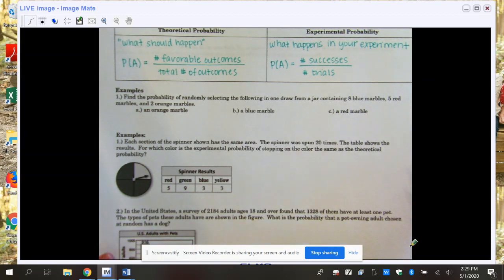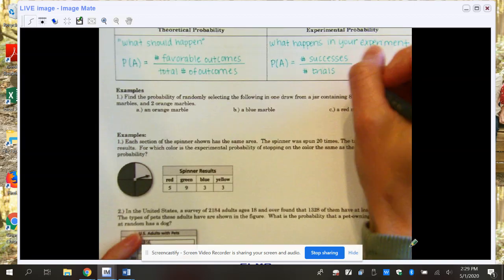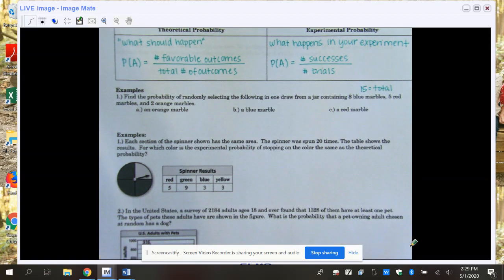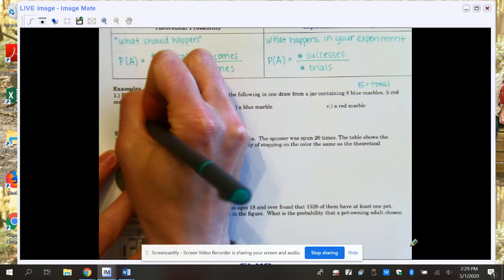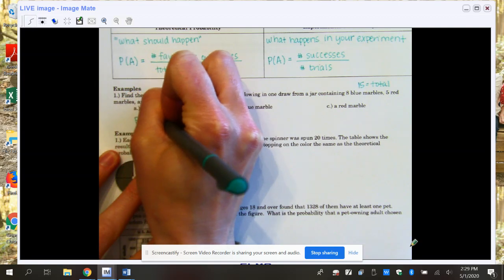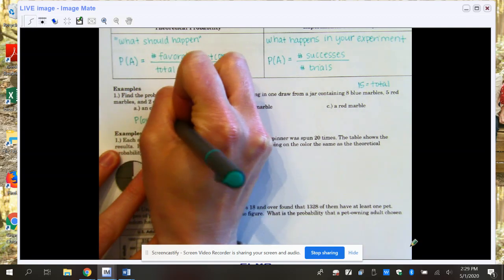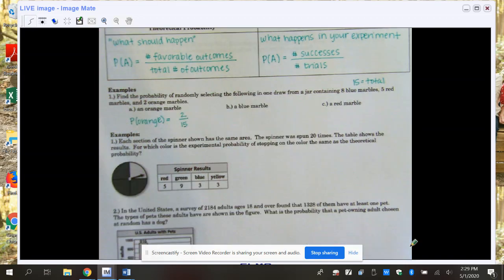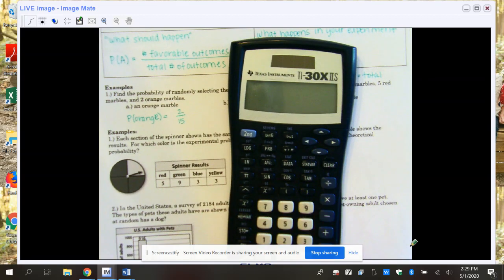All right, and so first of all, there's 13, 14, 15 marbles. So that's going to be in the denominator of all 3 of these. And so the probability of orange would be 2 over 15. Okay? All right, and so that would be how we would express that as a fraction. You always want to make sure those fractions are simplified, which in this case it is.